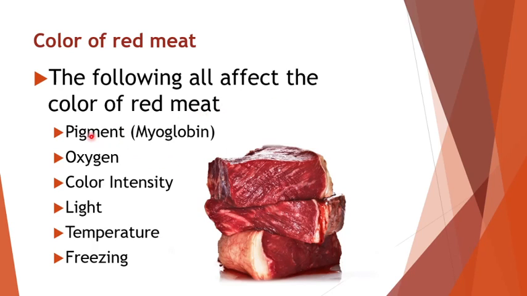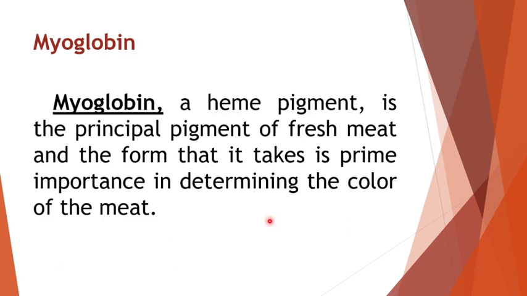We have here the pigments, which we know as myoglobins. I hope you remember this from our first lesson. Then oxygen, color intensity, light, temperature, and even the freezing method. They all affect how we perceive the color of our red meat. Let's start with the main reason why our meat is red. It's because of myoglobin. Myoglobin, a heme pigment, is the principal pigment of fresh meat, and the form that it takes is of prime importance in determining the color of the meat.